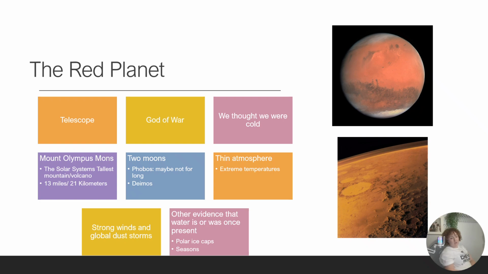There is evidence of water, or the fact that there was once water. And that lies within the polar ice caps of Mars, which we've already kind of talked about. And the fact that because of Mars's tilt, it does also experience seasons. And you get some differentiation within those seasons depending on where it's at within its revolution.